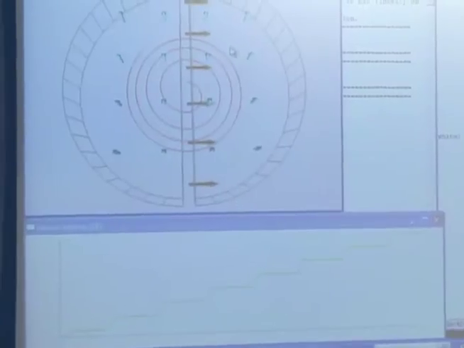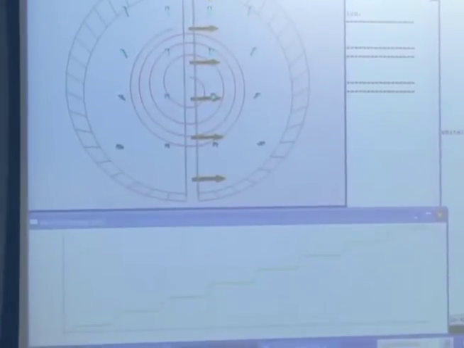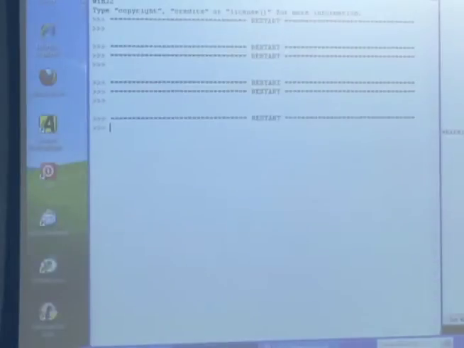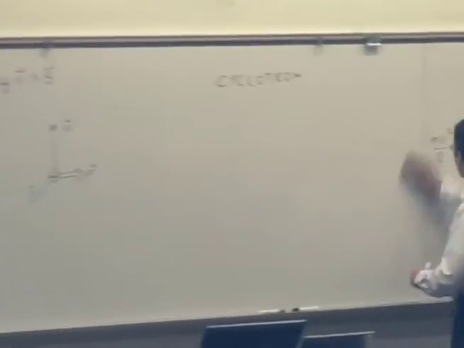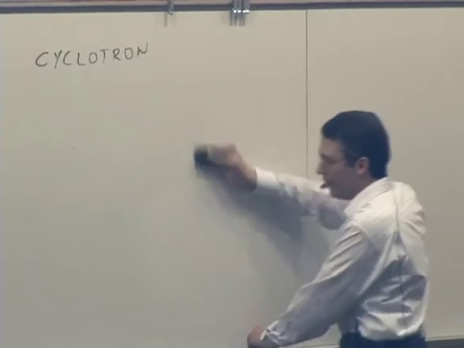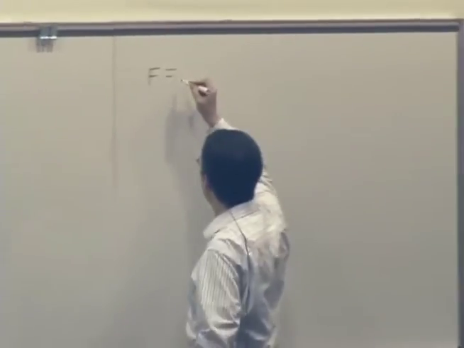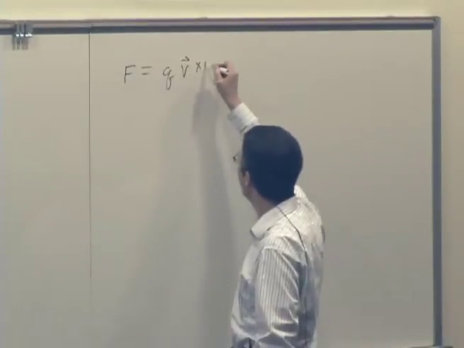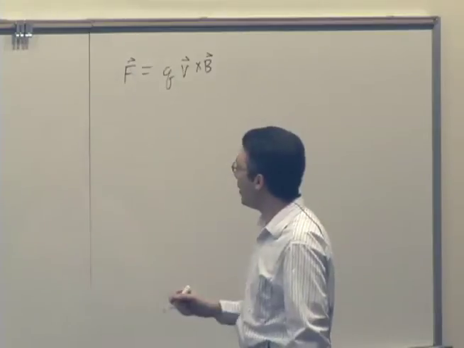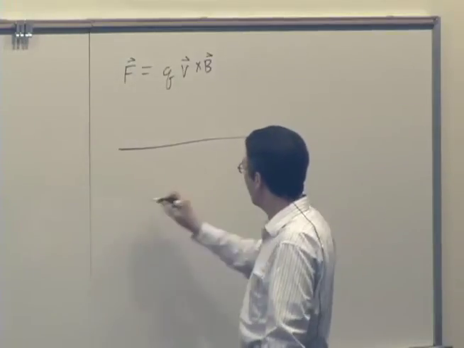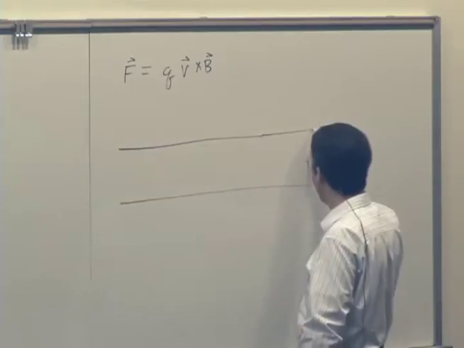One other fun application is that you don't necessarily have to have just a single charge. You could have a force on lots of moving charges, such as in a current. So if we have a force on a single charged particle, QV cross B, let's think about a wire carrying a conventional current.